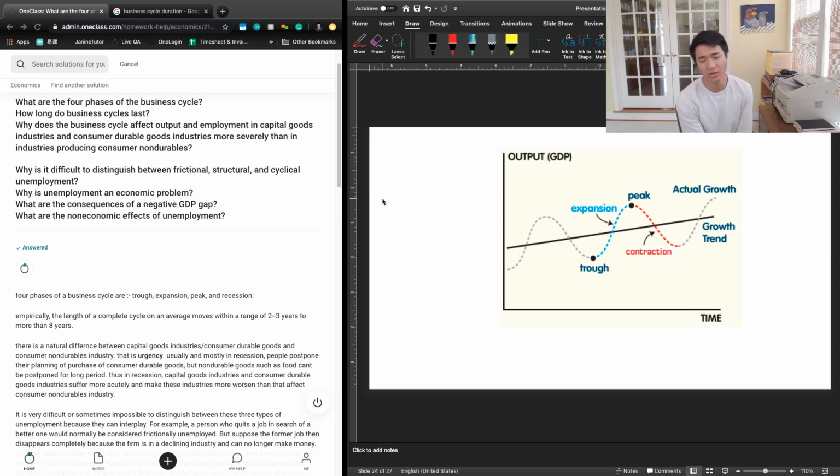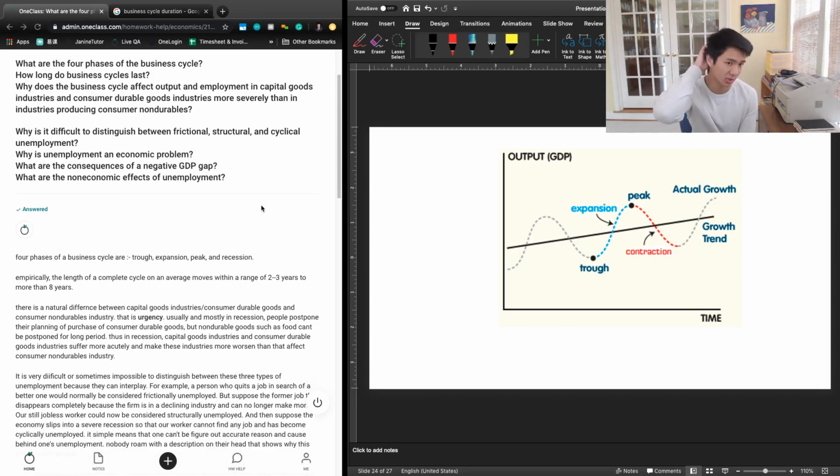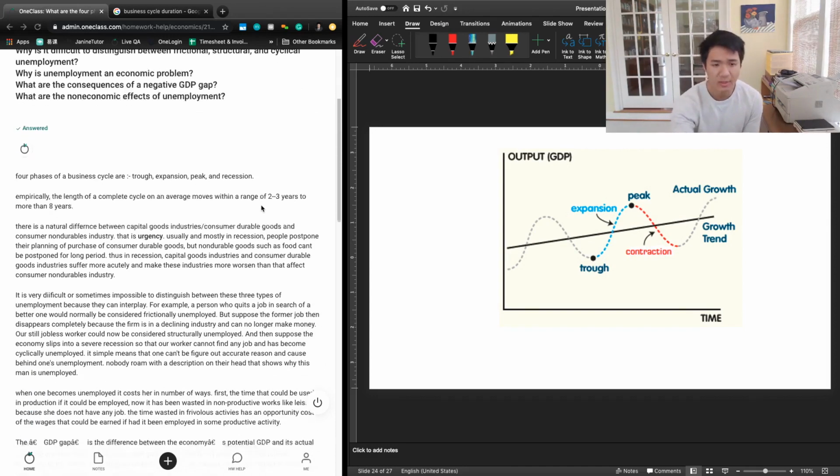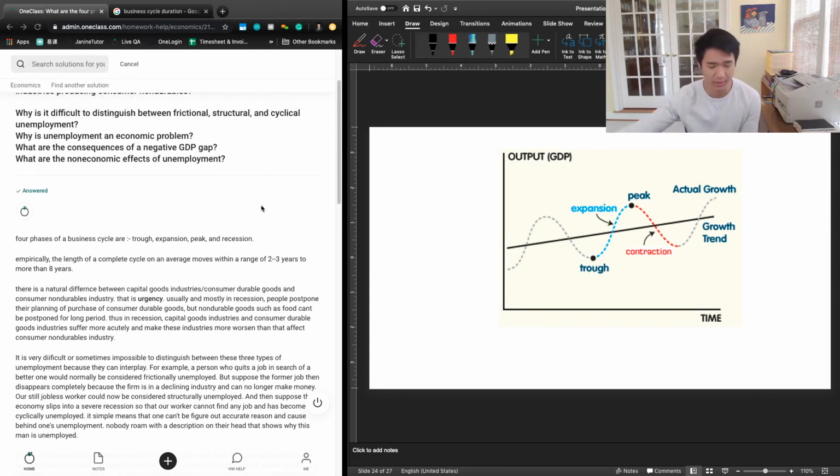And then you can also say, well, maybe the reason that it's so hard to find a job right now is because you're in a recession, and that's part of cyclical unemployment. And so these reasons can all interact in a way where it might be hard to distinguish between the three. So we can take a look at the previous year's answer to see if they wrote something similar.